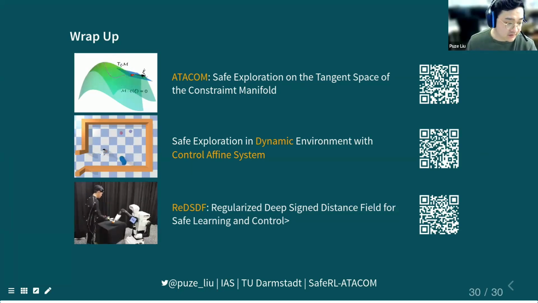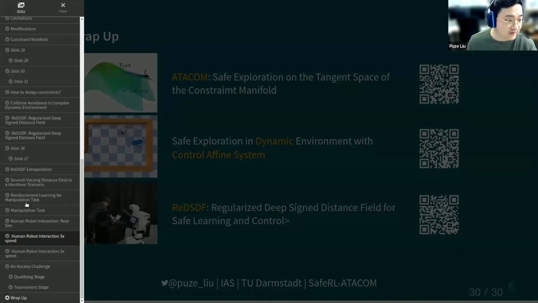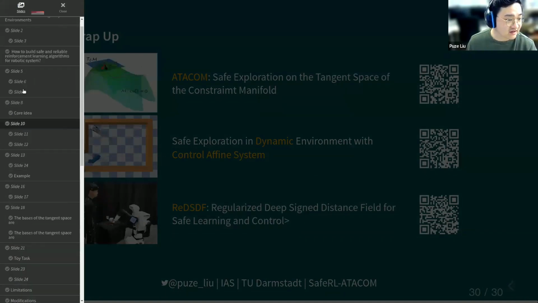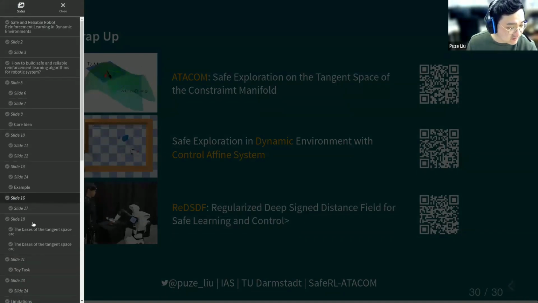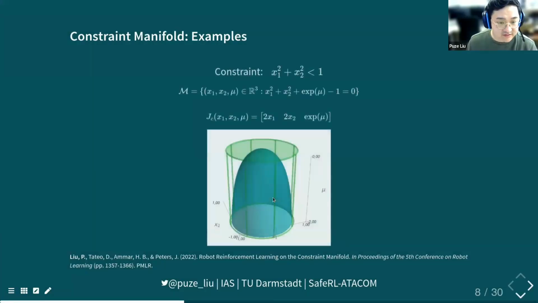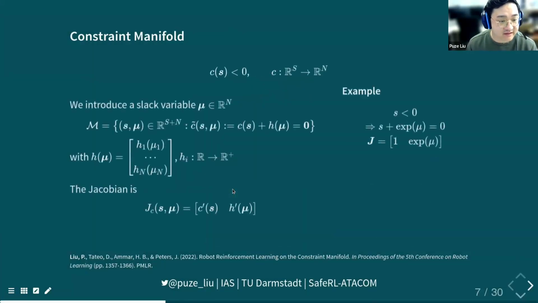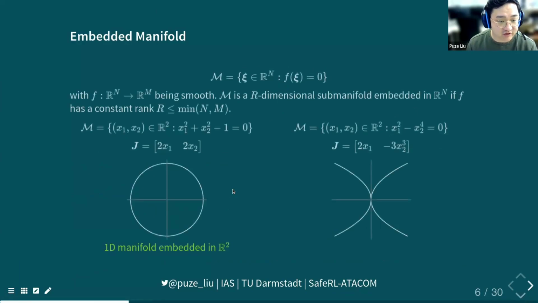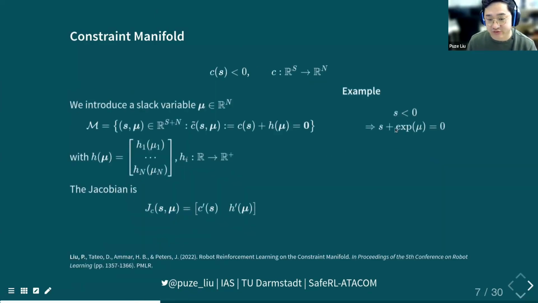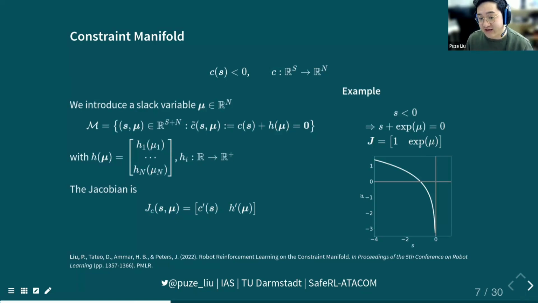Okay, so let me quickly jump back to the slides, because this is actually one important factor, but it would be too technical, so I didn't really want to include it. One of the important things is that we want to choose the slack variable that ensures the Jacobian is of constant rank. That's why in general we choose this kind of exponential variable, which will never go to zero, unless your mu goes to infinity.